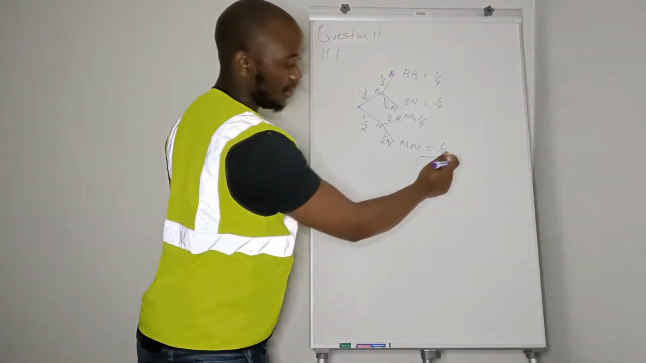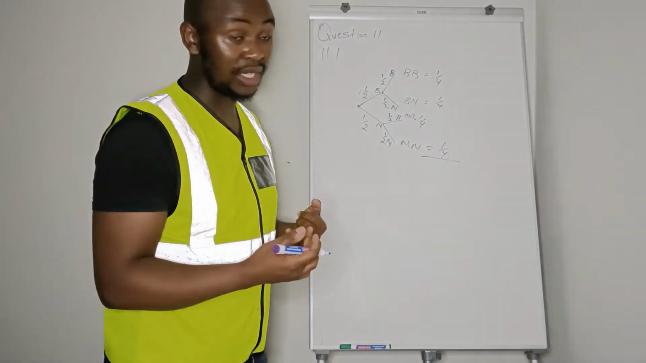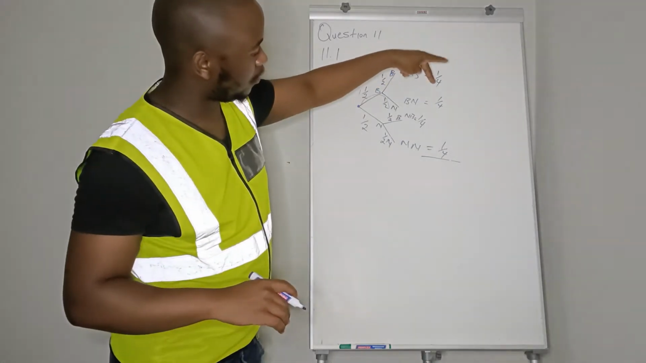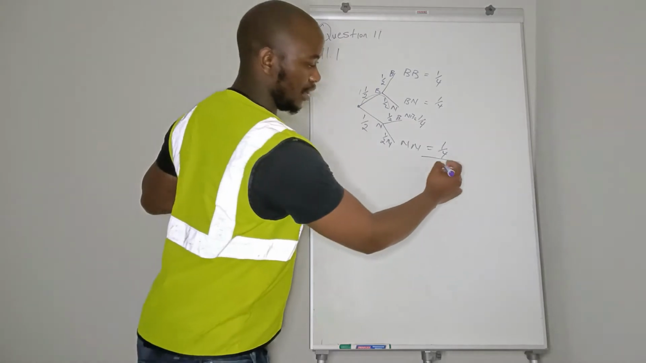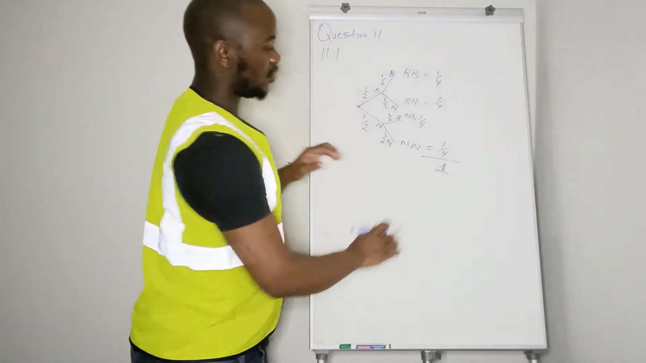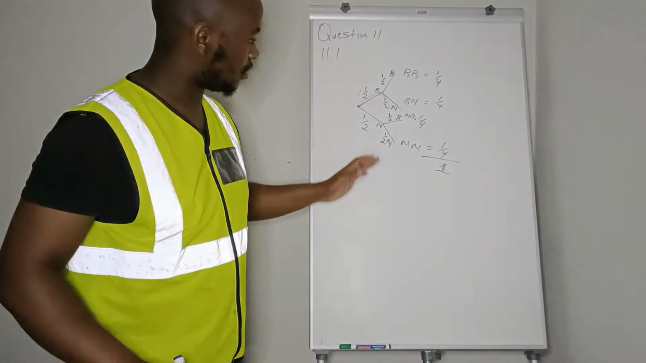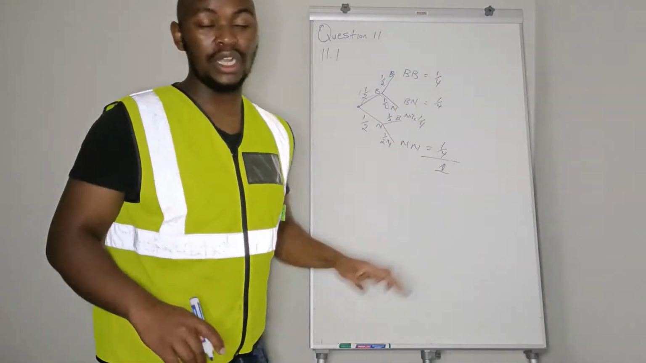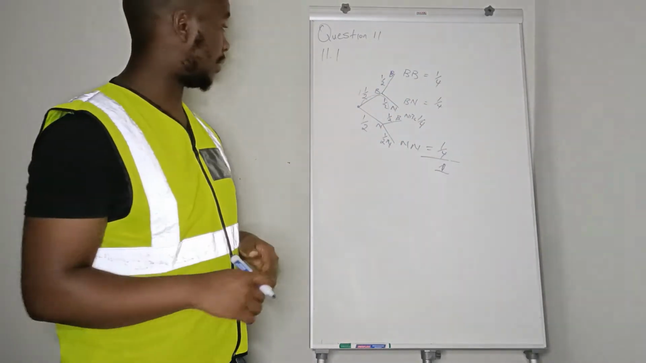If you sum these, this is how you confirm if your tree diagram is working fine. If you sum 1 over 4, 1 over 4, 1 over 4, 1 over 4, there's going to be an addition to 1. So you know that this is true and this is true. So if these won't add up to 1, then you have a problem with your tree diagram.